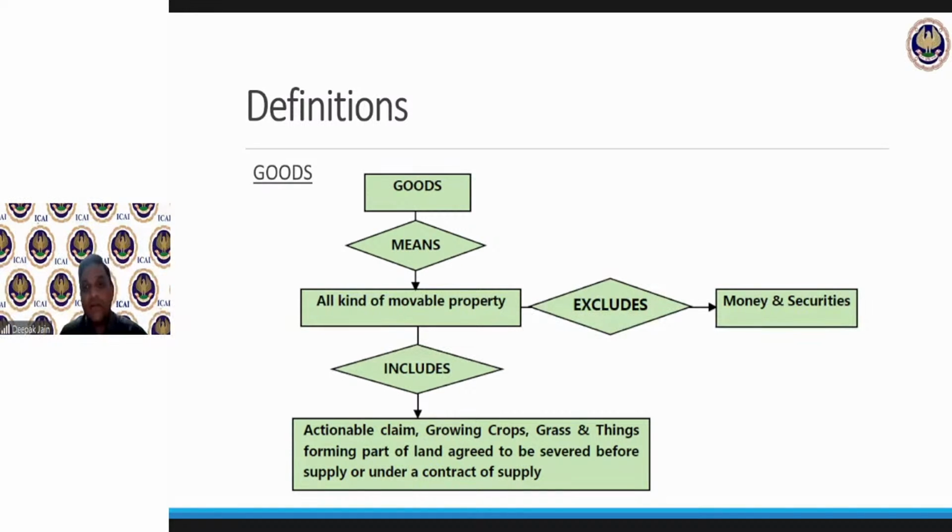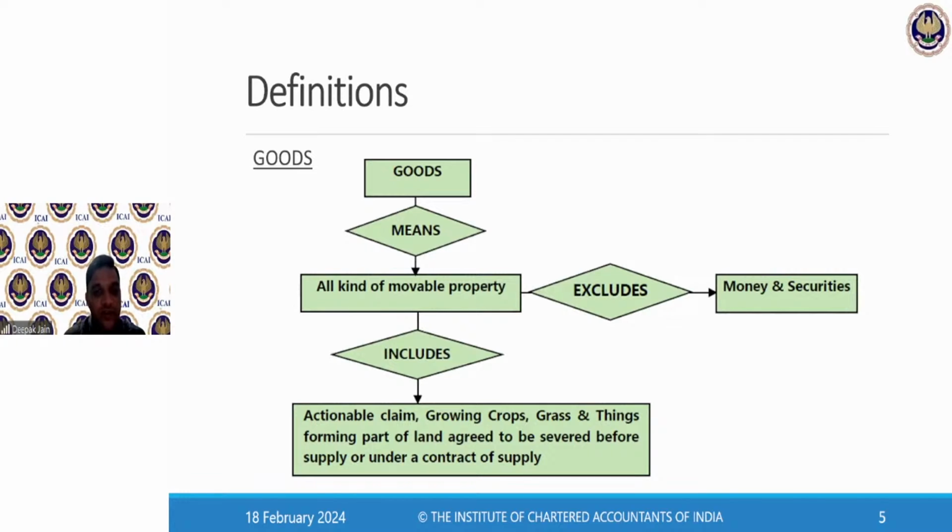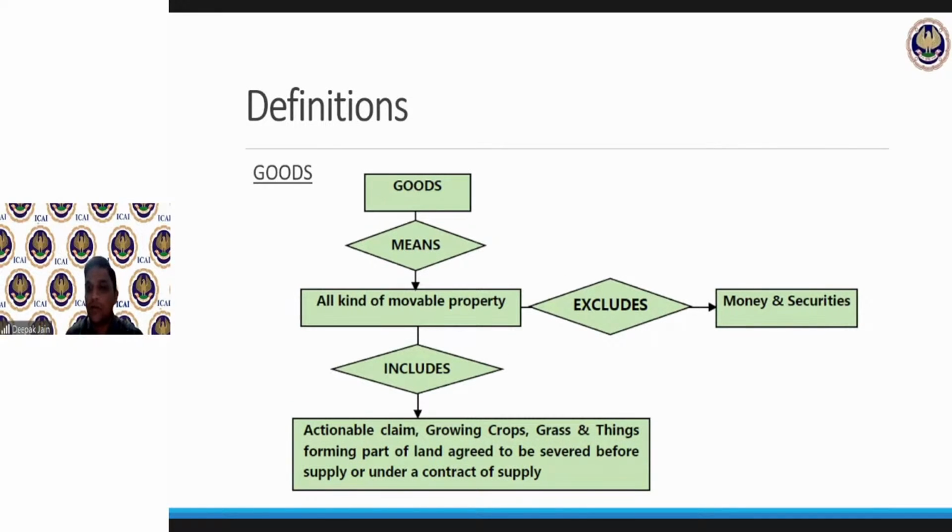What is the meaning of before supply? Wherein if it is a transaction of an immovable property, before the supply of such immovable property, if it is agreed, then it is called. So in this context, they say agreed to be severed before supply. Here the supply doesn't mean supply under section 7. That's a general supply that they've used here, that is, before selling or transferring the immovable property.